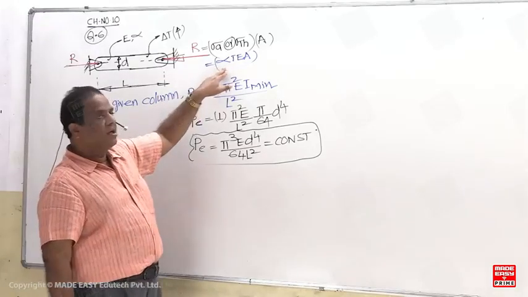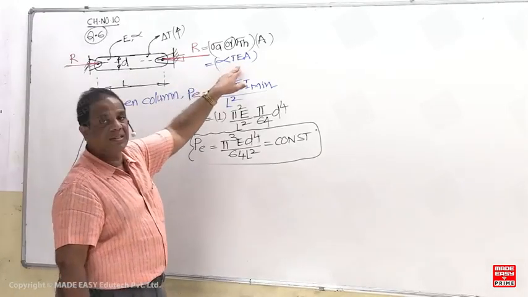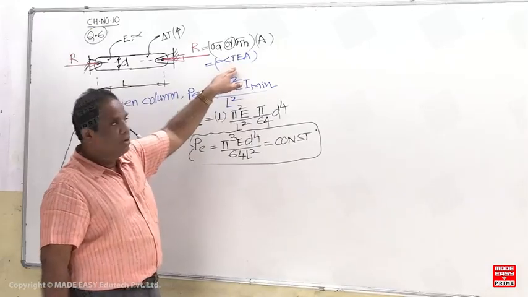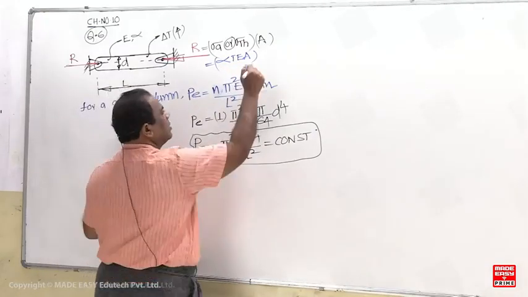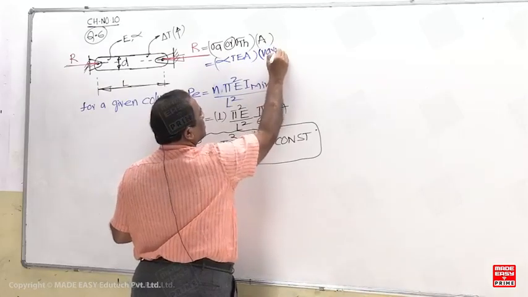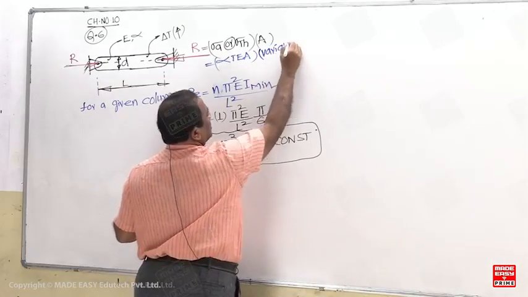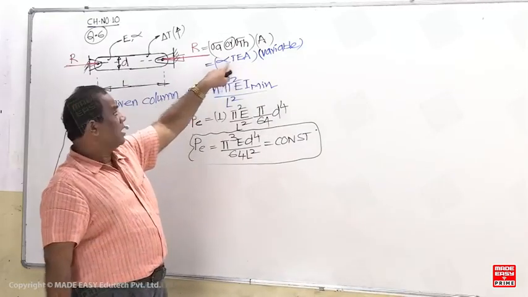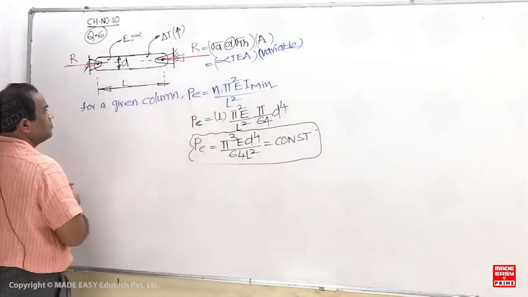So now this is a variable. Alpha is fixed, E is fixed, area is fixed. But what about T? T is nothing but a change in temperature, so this value varies. It depends upon the change in temperature. If the change in temperature is 0, R will be 0. If the change in temperature increases, R will increase.